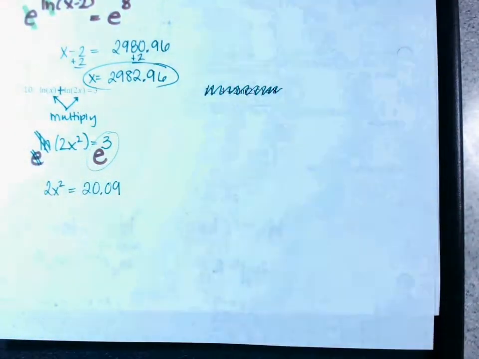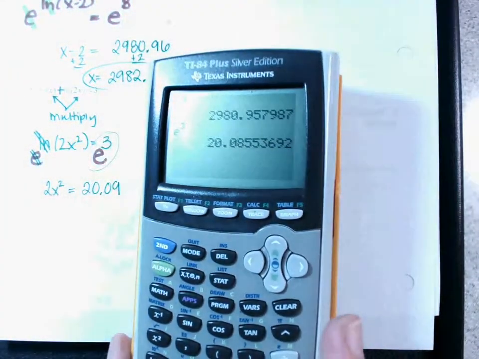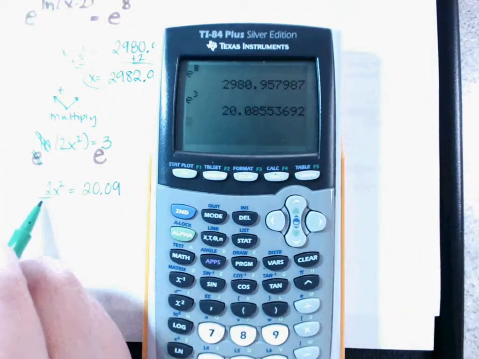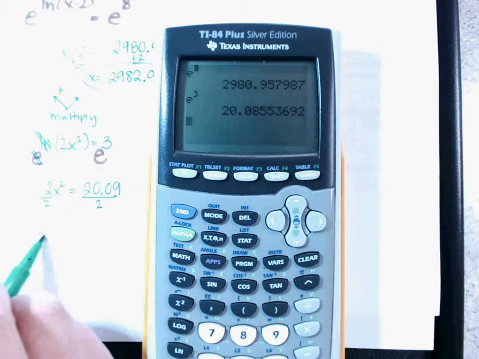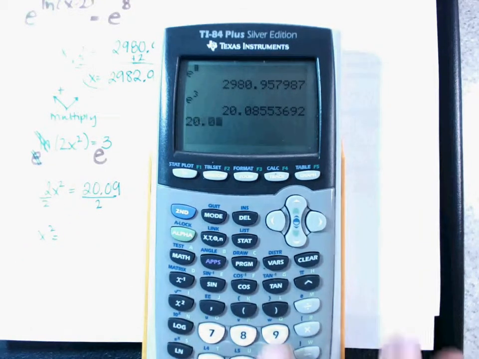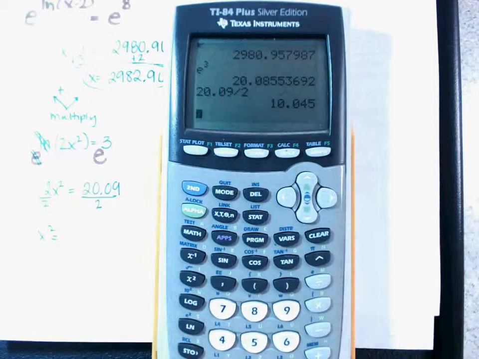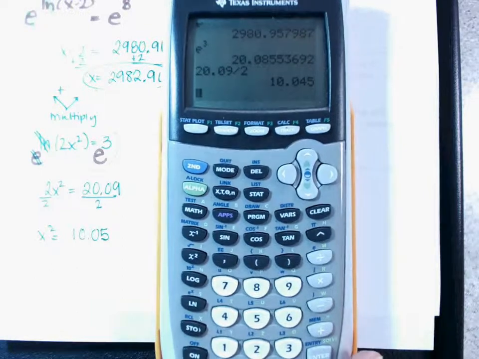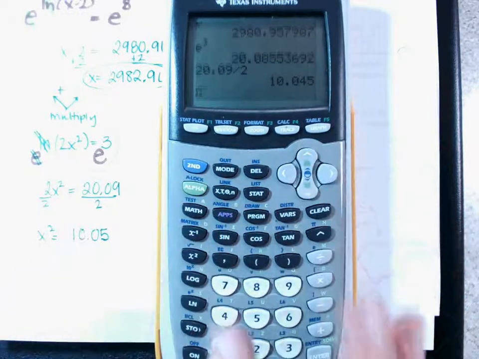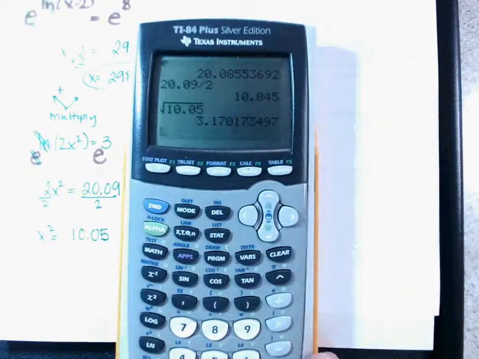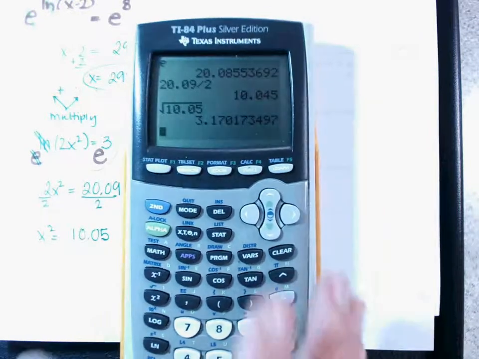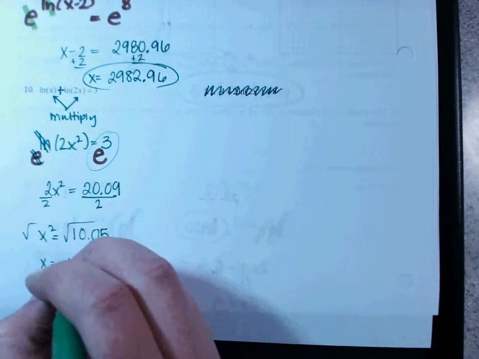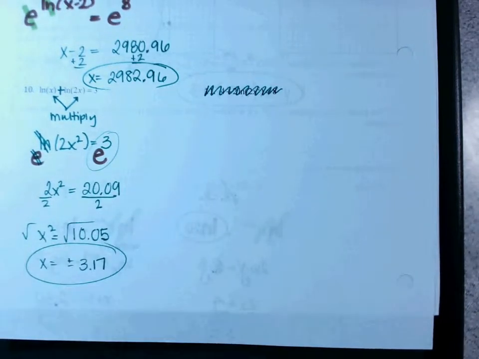20.09, because the 8 will bump up since there's a 5 right behind it. Okay, what would I do next after that? Divide by 2. Okay, 20.09 divided by 2 is 10.05. And then from there, how do I get rid of the squared? Square root 10.05. Square root of 10.05 is 3.17. Is that the only answer? No, plus or minus. Plus or minus.